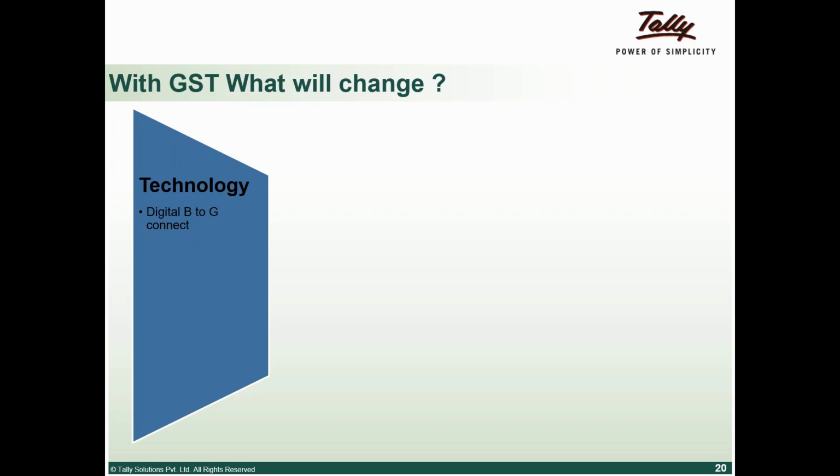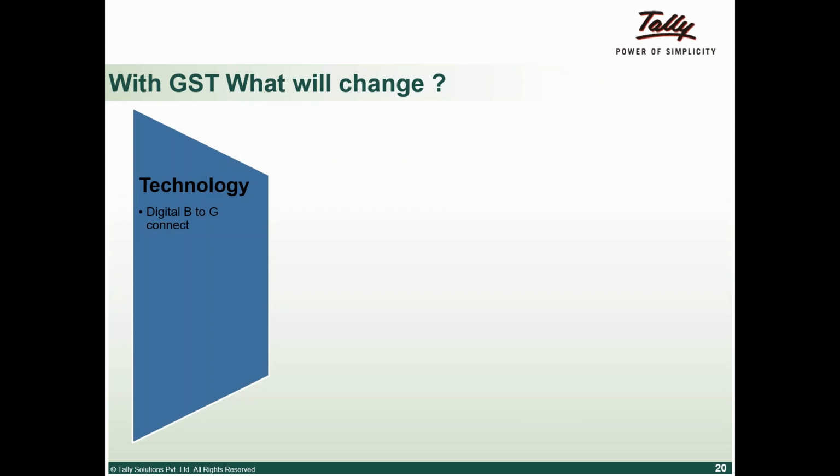The real business to government connect is going to happen, because businesses are going to upload their sales invoices to the government portal, and the government is now going to tell me what my purchases are. That is going to be auto-populated in my GSTR2, which I have to accept. If there are any discrepancies, then I just need to update the information I am holding and then submit.